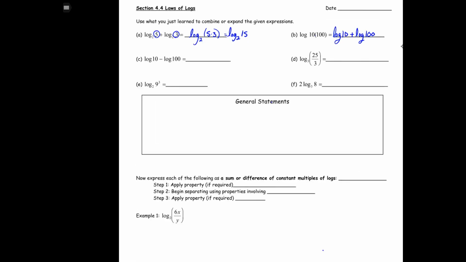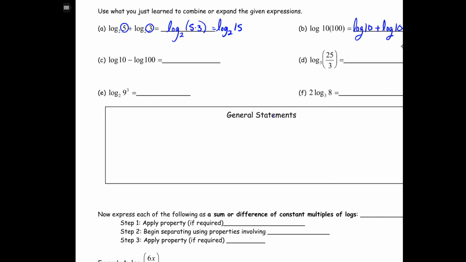All right, and by the way, what's the base there? Because there's no base written. 10, good. All right, letter C. Why don't you guys go ahead and finish these with your partner, and then we'll come together and check them.